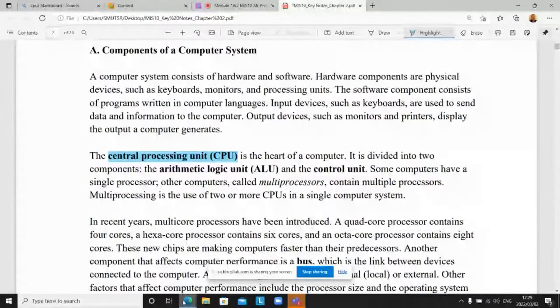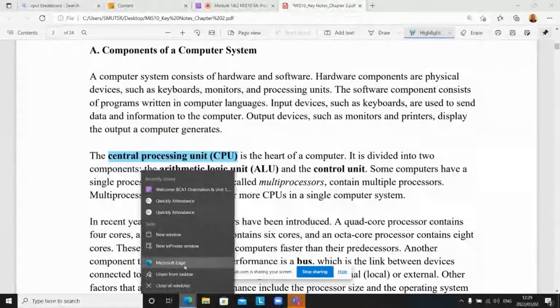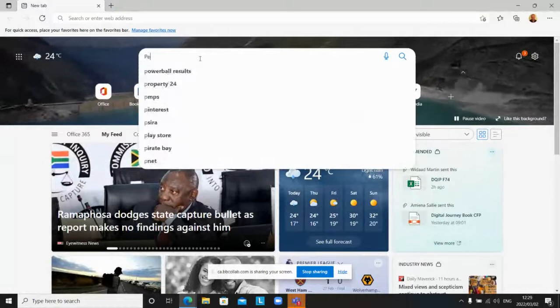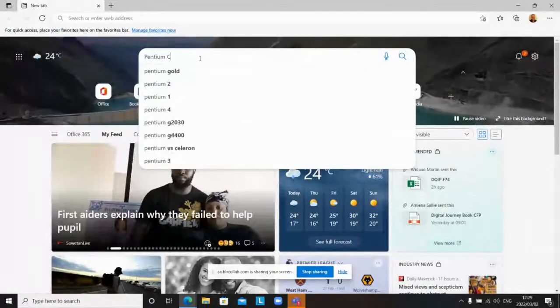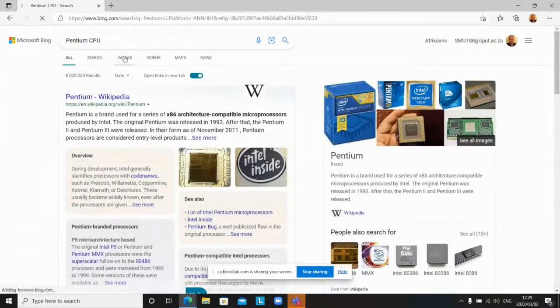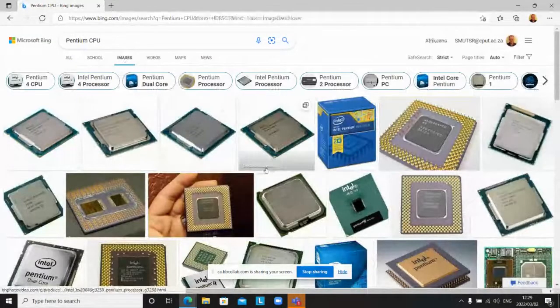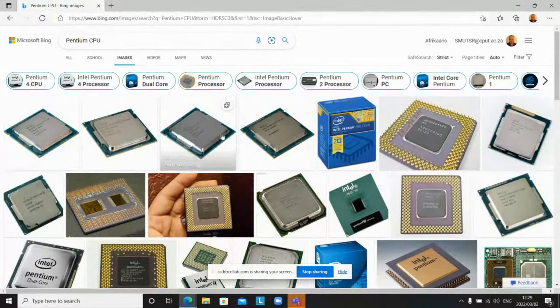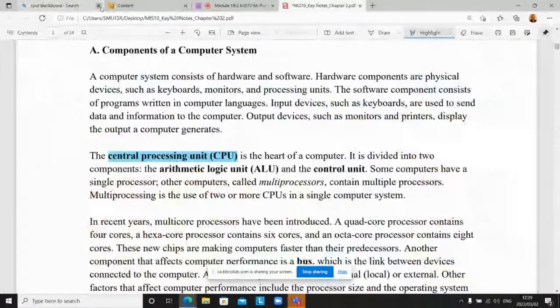I will open Google and let's just have a look at one quickly, just so that I can clarify that. Looks something like that. And it goes inside that tower. So that is actually your CPU. Your CPU is not the tower. This is the brain of the computer that goes inside that tower. And it looks something like that. Okay, so that is your central processing unit.